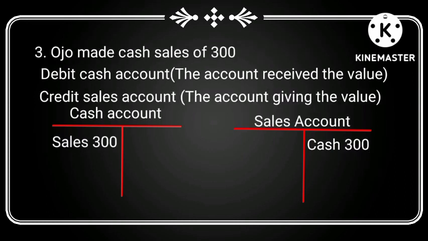Question 3. When a sale is made, goods go out from your stock, and cash comes in after the sale. Debit the cash account with the cash received from sales, and credit the sales account with the value of goods sold.